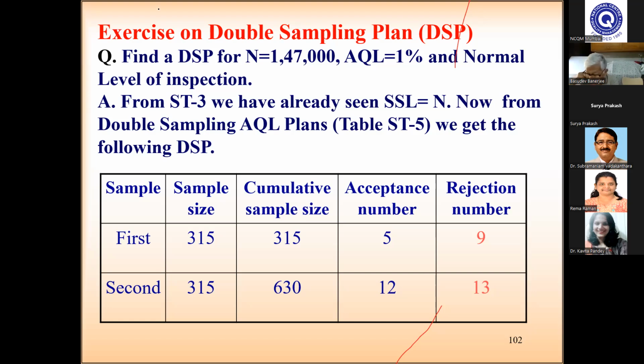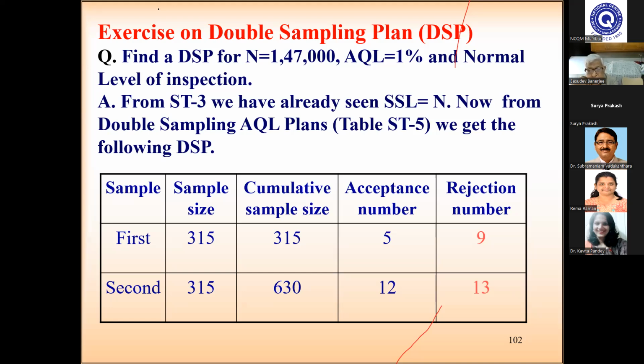Okay, so this table in front of us shows how the double sampling plan must be done. Here, as earlier, the lot size is 1,47,000 and AQL is given as 1%, normal level of inspection. We go to the lot size table, 1,40,000 to 1,50,000. Lot size is 1,47,000 with AQL 1%, normal level inspection. So we go to table ST3 and we saw that it was N.